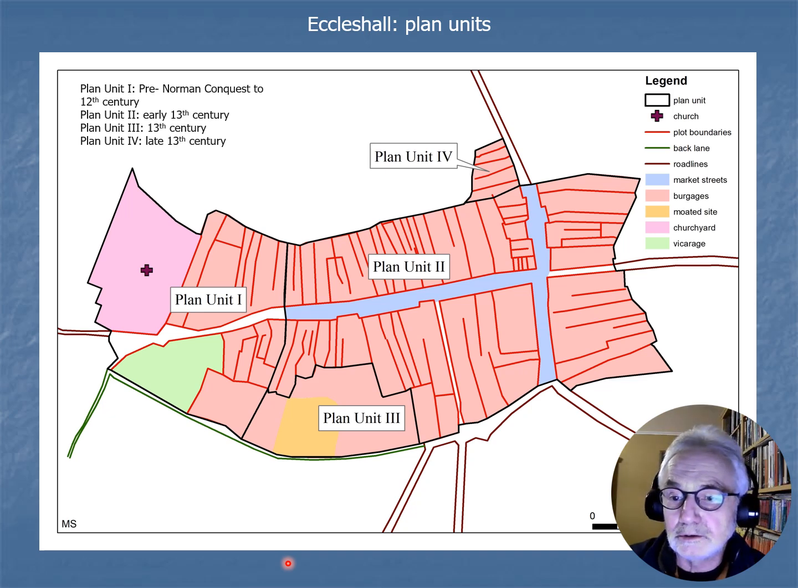Plan Unit 2 is composed of two broad market streets, High Street running east-west, and Newcastle Street / Stafford Street running north-south, with burgage plots fronting onto them. The Bishop of Lichfield obtained a new grant for market here in 1221, this time on a Thursday.